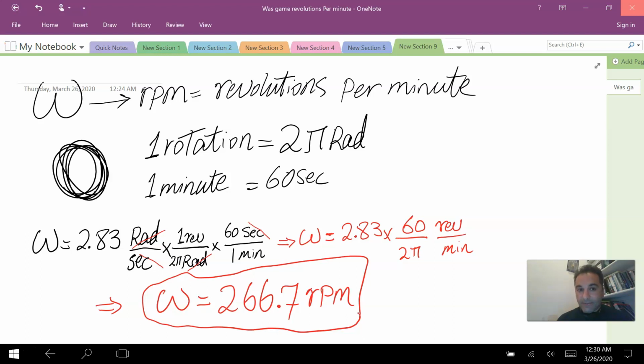And chapters 6, 7, 8 are almost done. There is one more topic, it's about gravitational force. But first I want to go over some problems from chapters 6, 7, and 8, and then I will go over gravitational force. Okay?